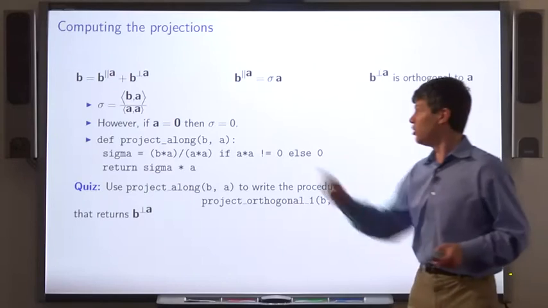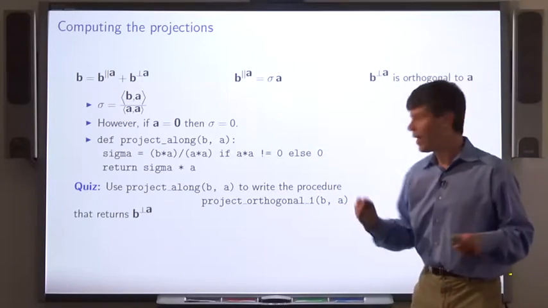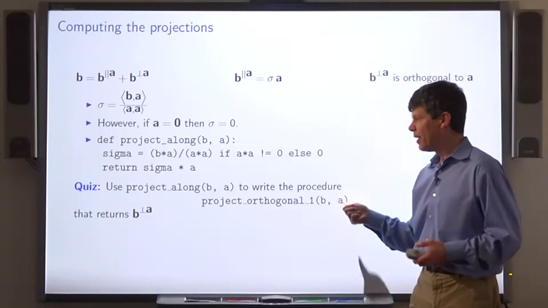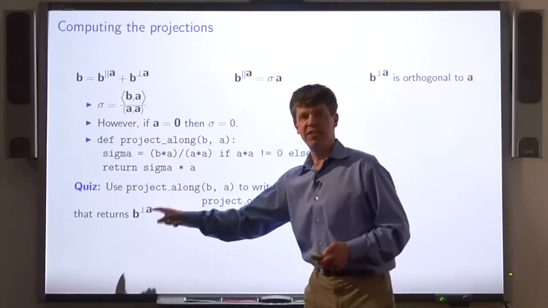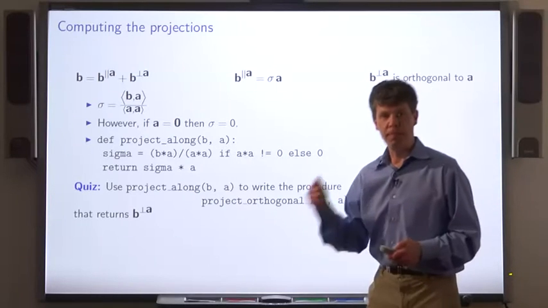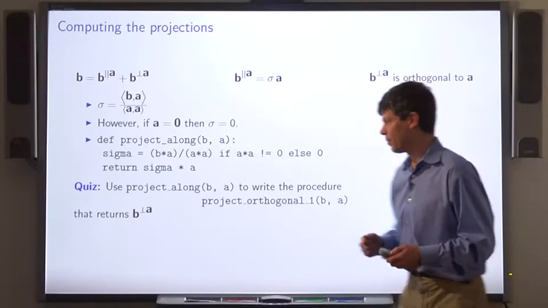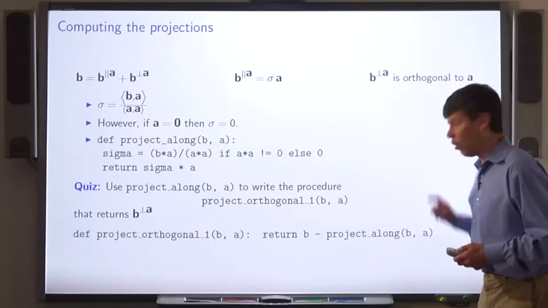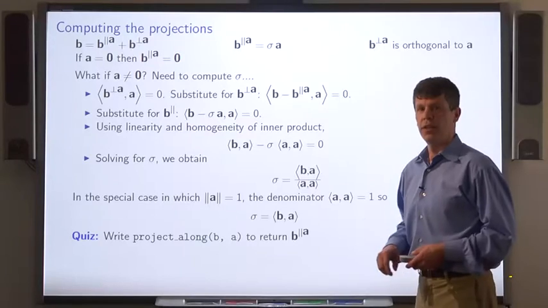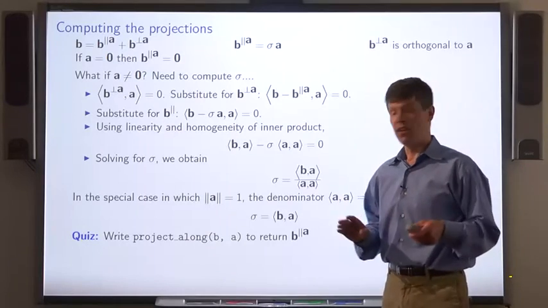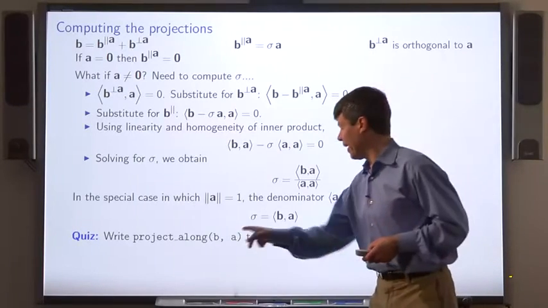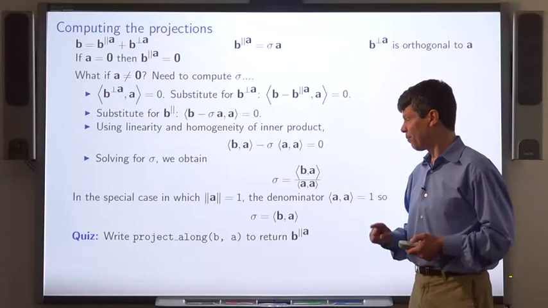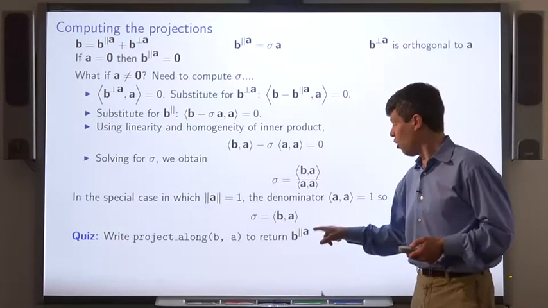Now let's use the procedure project along to write the procedure project orthogonal 1 that takes vectors B and A and returns the projection of B orthogonal to A, B perpendicular. The solution is just to take B and subtract the projection of B along A. The quiz is to write Python code for project along BA, which is supposed to return the projection of B along A.